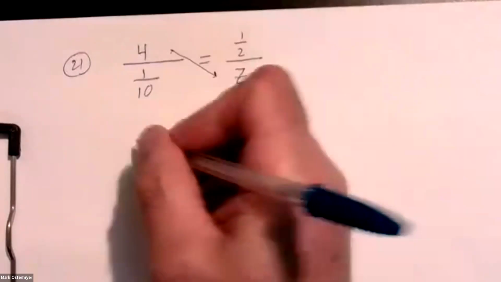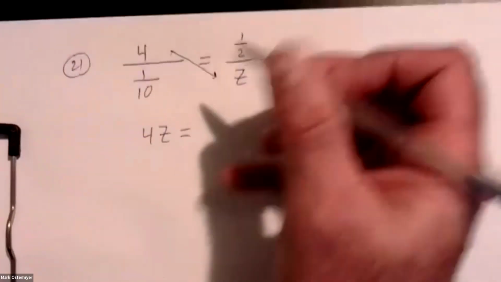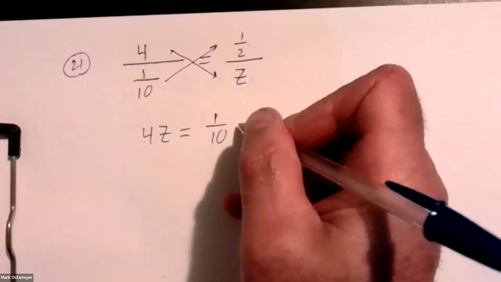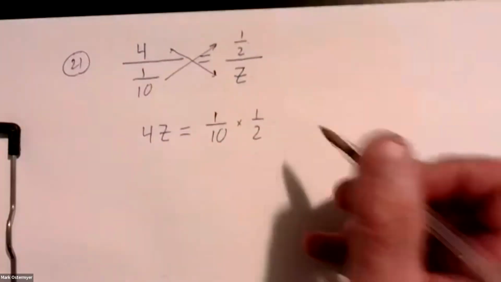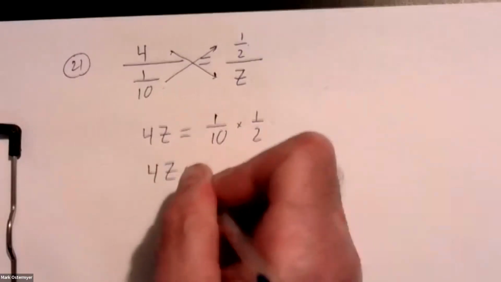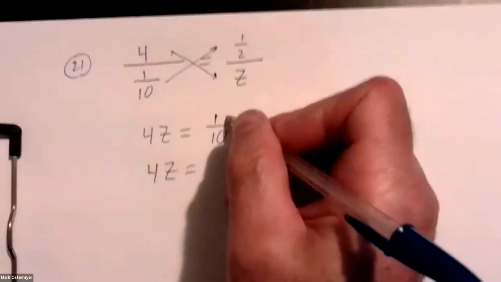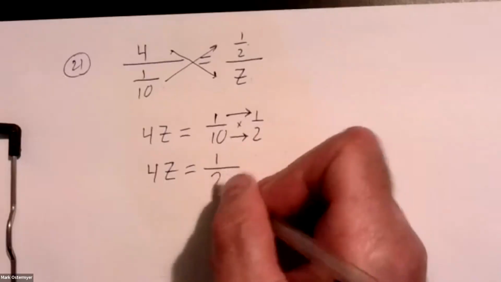This is a proportion, so we're going to cross multiply. So 4 times z, we set equal to this cross product, 1/10 times 1/2. So therefore we have 4z is equal to what's 1/10 times 1/2? 1 times 1 is 1. 10 times 2 is what? 20, correct? Yes.